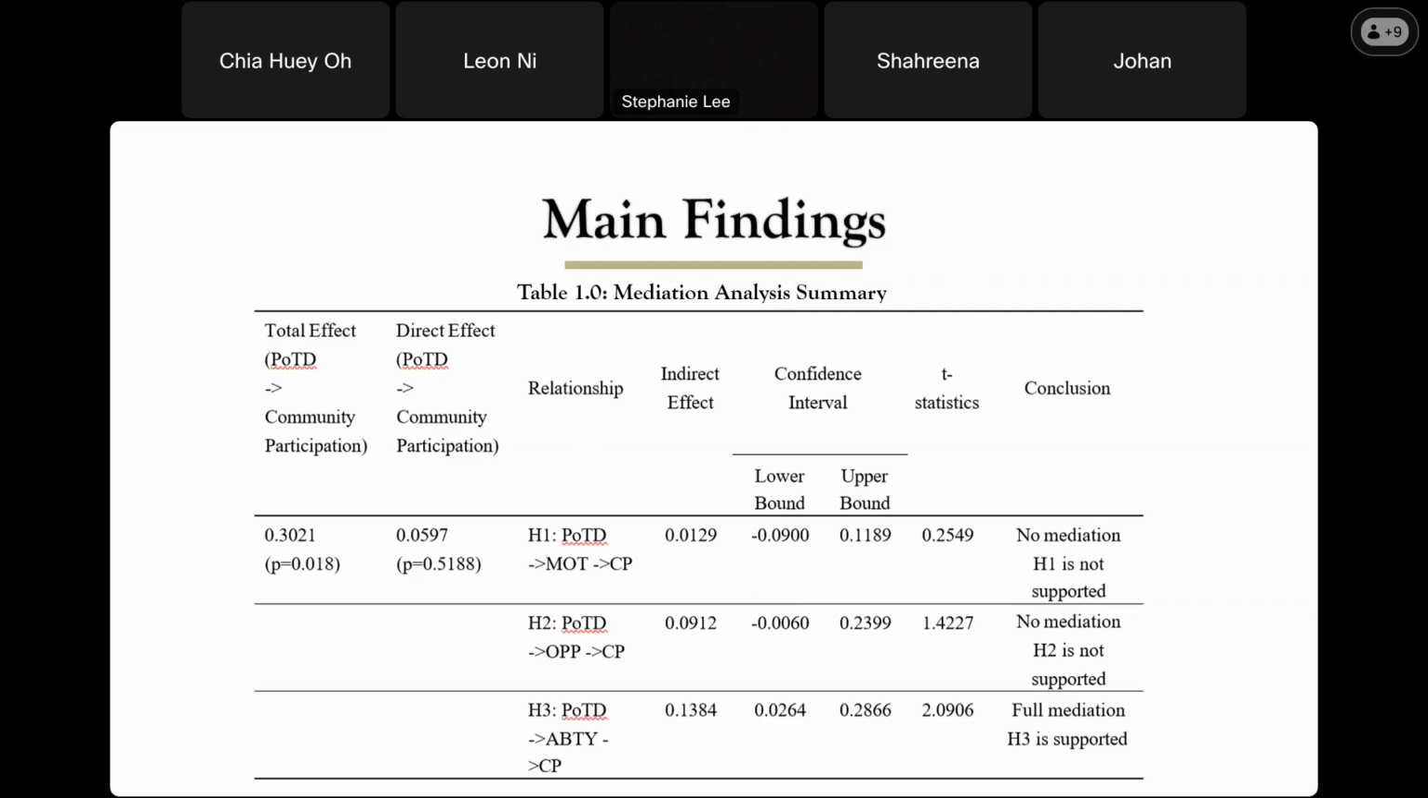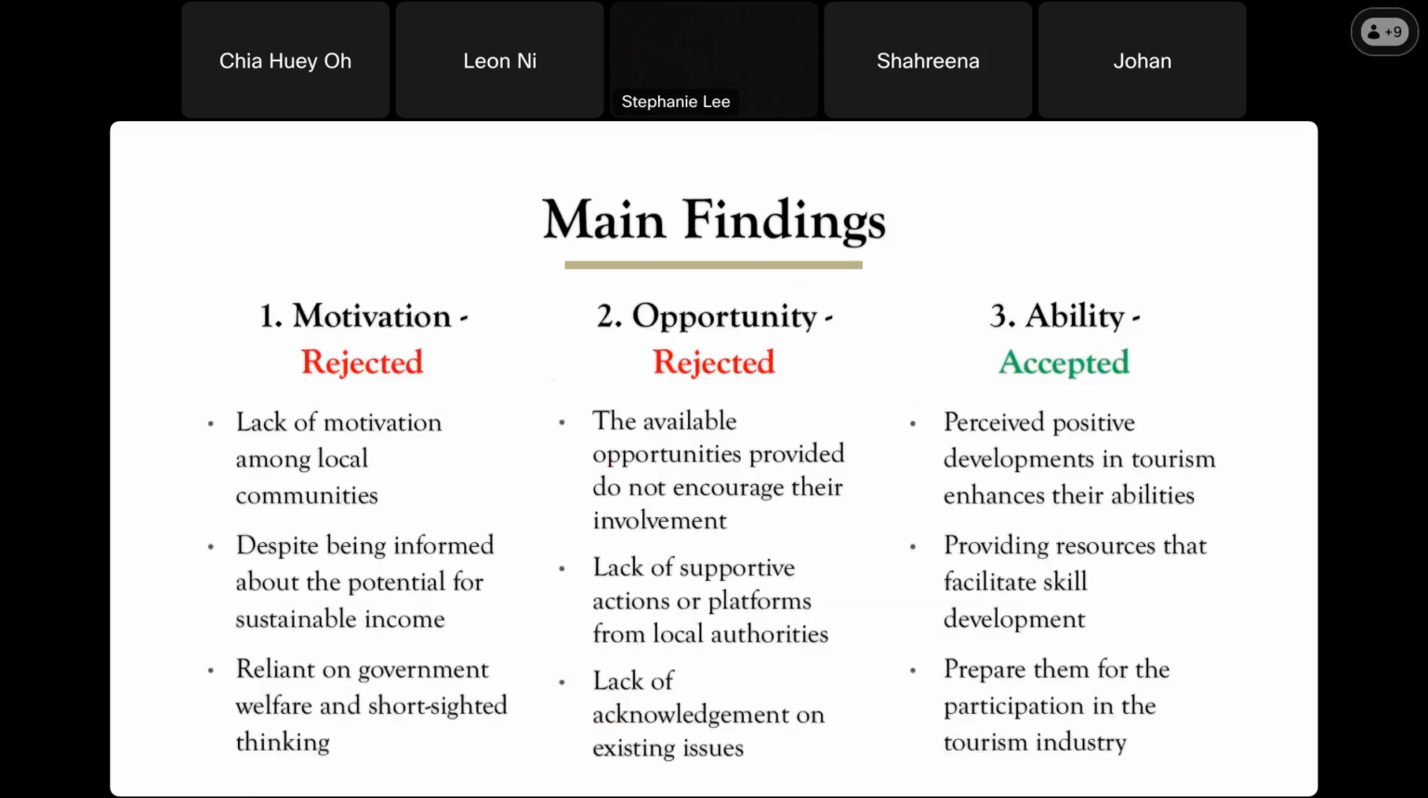Moving on, I will explain to you in simpler terms the outcome of this mediation analysis. Despite using this MOA model to mediate the relationship between the perception of tourism development and community participation, motivation and opportunity do not mediate community participation except for ability.